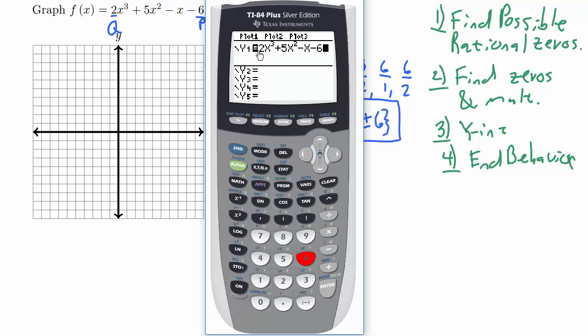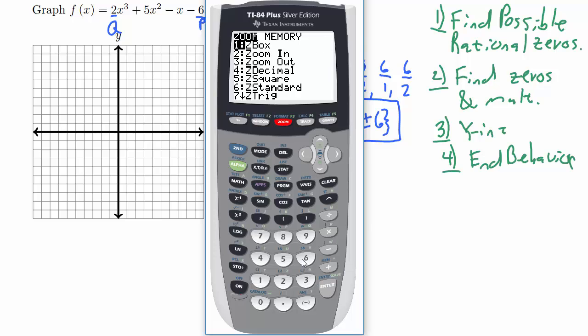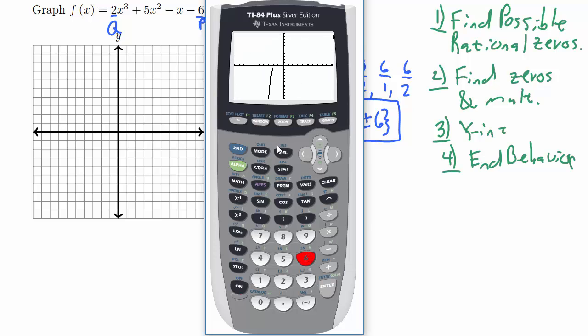And if the 2 out front was negative, you do have to use a negative instead of a subtraction sign. I know it's a little bit weird. Okay, so at this point, I'm going to press zoom 6 just to make sure I have the standard window. And, oh, fantastic, I can kind of see what's going on here.